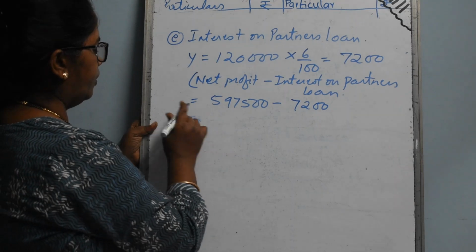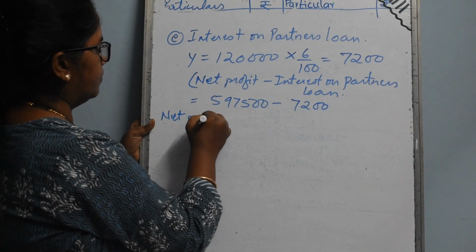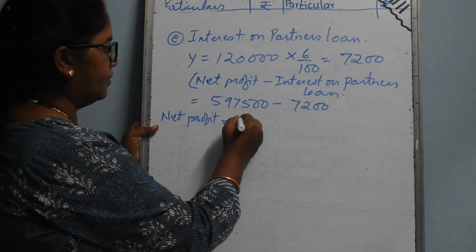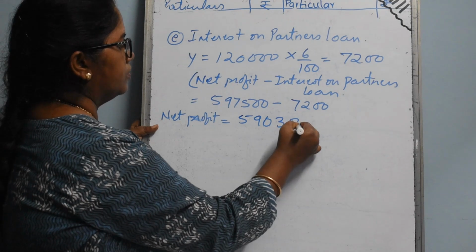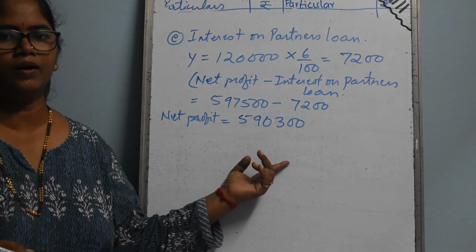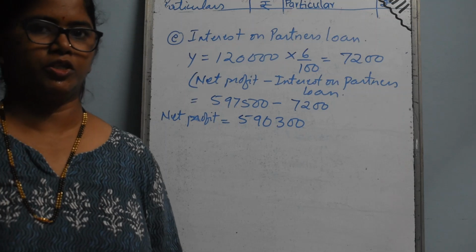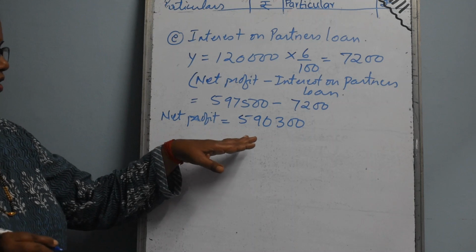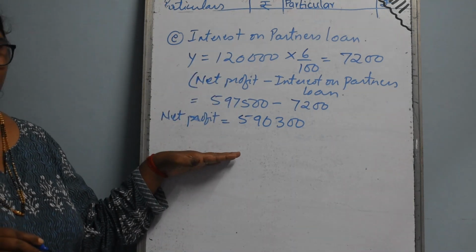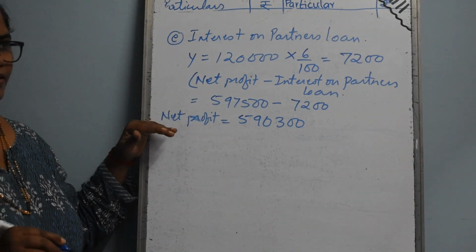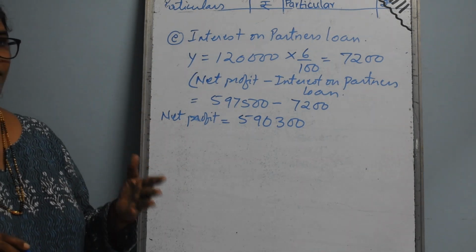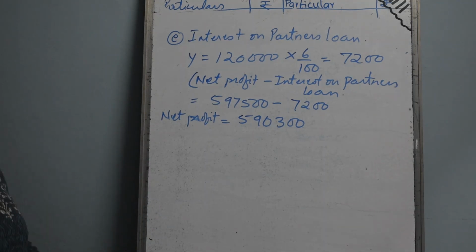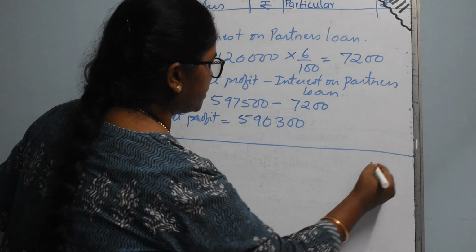This amount will be your actual net profit from which you can appropriate among the partners. It means from this net profit we can pay the partners their salary, their commission, interest on capital, etc. So we have to find out the actual net profit after interest on partner's loan. Same as rent given to the partner, rent we are paying to the partner is a compulsory expense, and interest on loan is also a compulsory expense. So we will prepare the profit and loss appropriation account.